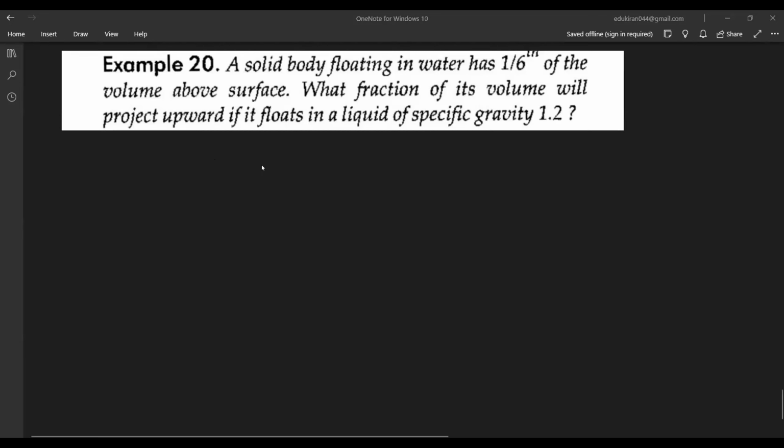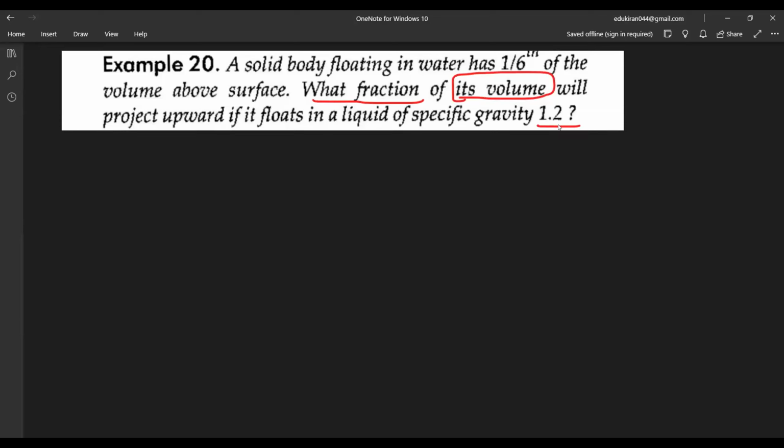Yes, class. This question says that a solid body is floating in water with 1/6 of its volume above the surface. We have to find out the fraction of its volume that will project upward if it floats in a liquid of specific gravity 1.2.